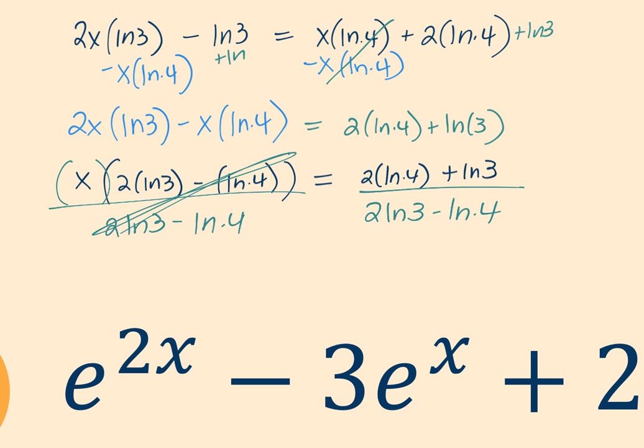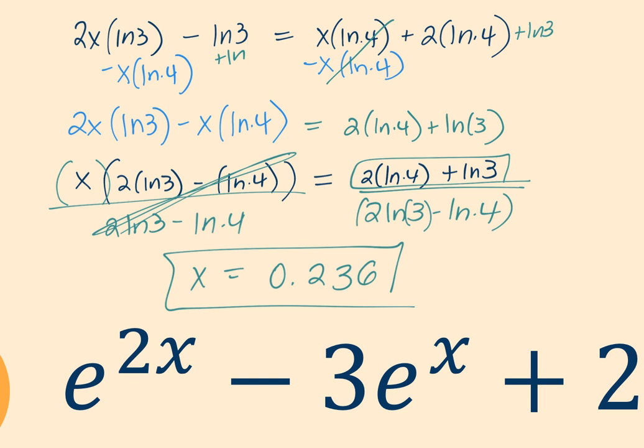And then I have to type that whole thing in my calculator. So 2 ln 0.4, make sure you close the parentheses, plus ln 3. I hit enter on that because I didn't put the parentheses at the front, so I'm doing just the numerator, so I have all of this now. Divided by, and I have to group this together, 2 ln of 3 minus, close the parentheses, ln 0.4. And I get x equals 0.2357. So 0.236 is what it would round to.